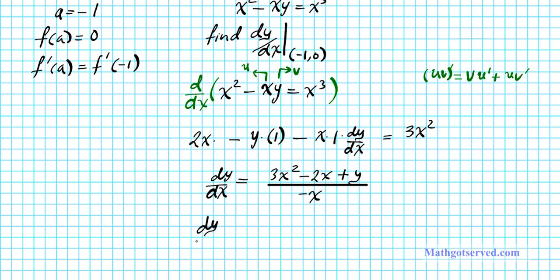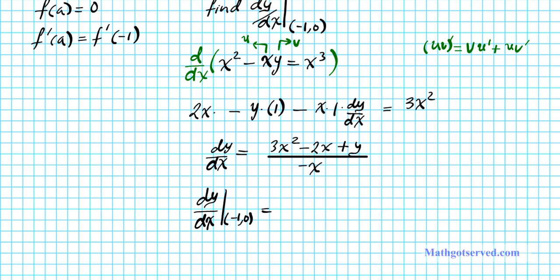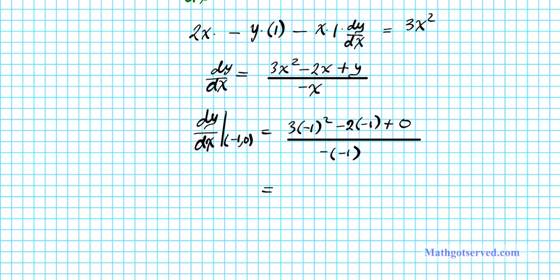Now we are supposed to find the slope at a point, so dy dx at the point negative 1, 0. We're just simply going to plug in negative 1 and 0 into the x and y's in this equation, okay? If we do so, we're going to have 3 times negative 1 squared minus 2 times negative 1 plus 0, and that entire expression divided by the opposite of negative 1. All right, let's go ahead and simplify that. We're going to have negative 1 squared is 1 times 3 is 3 plus 2 over 1, which is 5. That's dy dx at negative 1, 0.